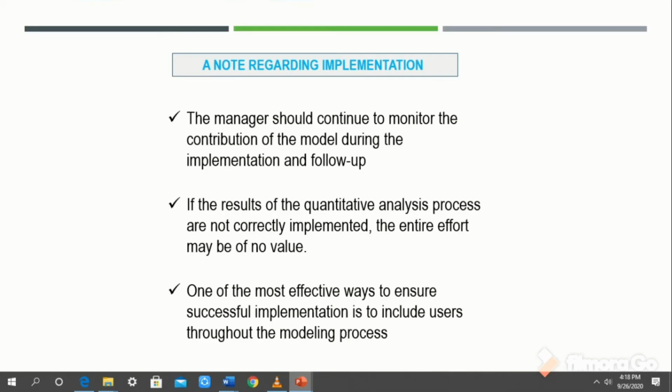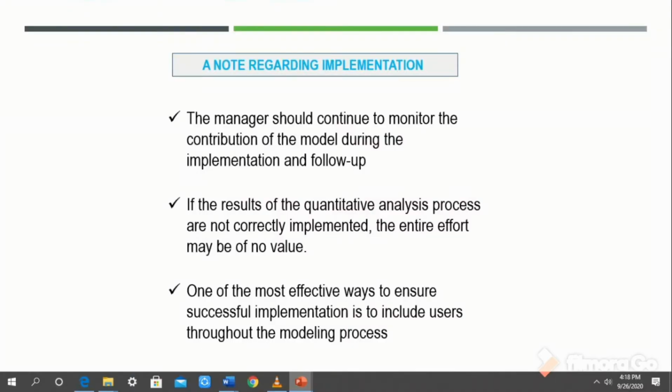Now, one of the most effective ways to ensure successful implementation is to include users throughout the modeling process. Because your goal is not just for your own satisfaction. The plan, the model that you made, is for the users. So it is better to involve the users so you can see their satisfaction rate. Okay? So that will be all for the topic outline. Thank you.